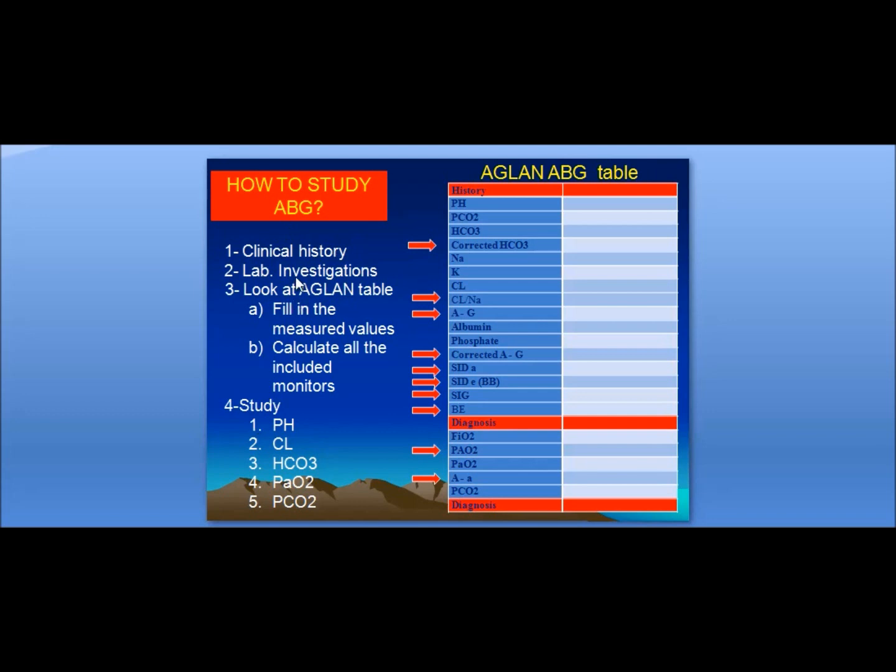4 items. Number 1, listen carefully to the clinical history. Number 2, study the lab investigations, including the ABG chart. Number 3, look at this Aglan ABG table to fill in the spaces, measured and calculated. Number 4, back to this Aglan ABG table to study pH, chloride items, bicarbonate items, oxygenation state of the lung, and ventilation state of the lung.